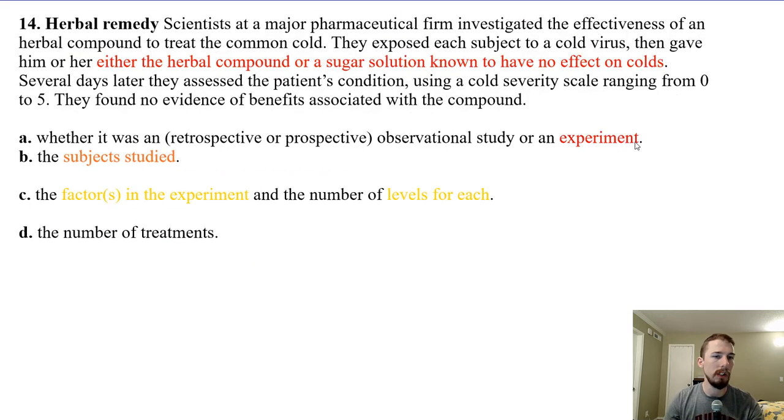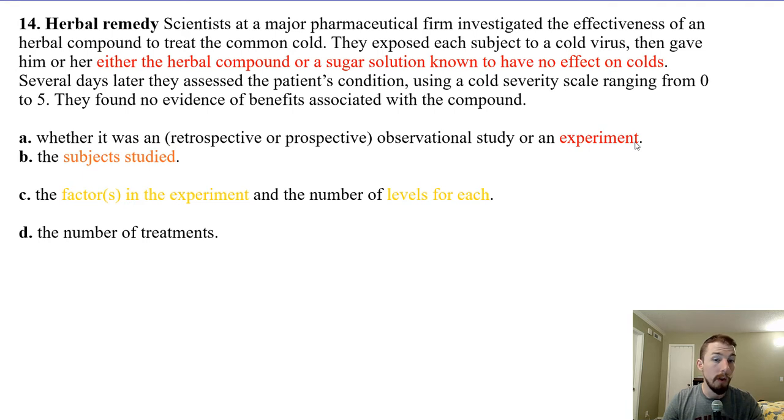All right, 14, herbal remedy. Scientists at a major pharmaceutical firm investigated the effectiveness of an herbal compound to treat the common cold, so like cough drops. They exposed each subject to a cold virus and then gave him or her either the herbal compound or a sugar solution known to have no effect on the cold, which would be like a placebo, right, or a sugar pill. Several days later, they assessed the patient's condition using a cold severity scale ranging from 0 to 5. So the patient is kind of self-reporting 0 to 5.